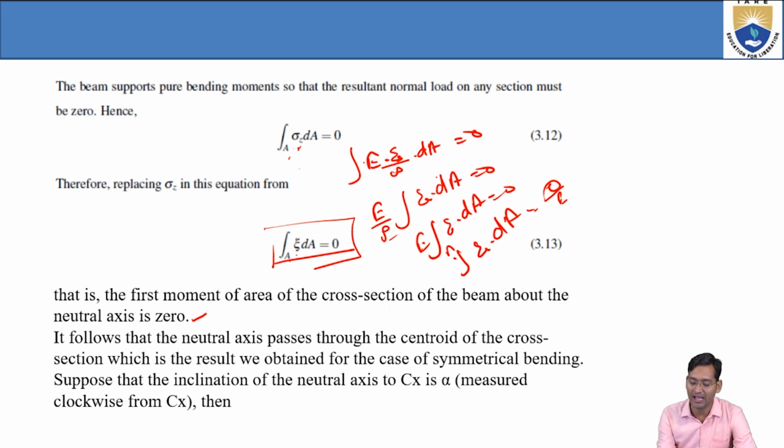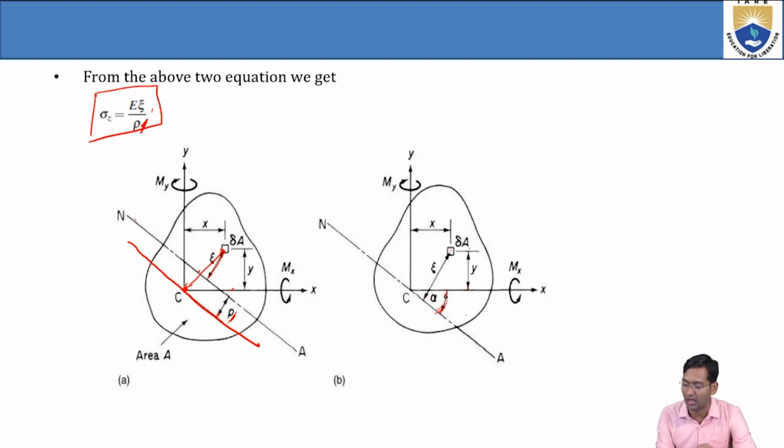It follows that the neutral axis passes through the centroid of the cross section, which is the result we obtained for the case of symmetrical bending. That equation we already got for symmetrical bending. Suppose that the inclination of the neutral axis to Cx is alpha, measured clockwise from Cx, the centroid. That angle, as I showed you here, is alpha. This is Cx, at an angle alpha from the neutral plane.